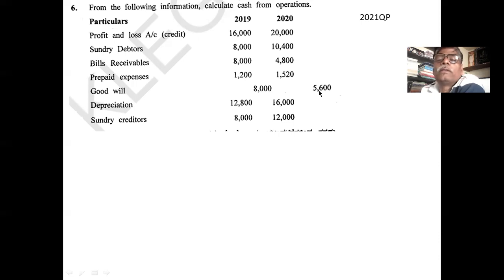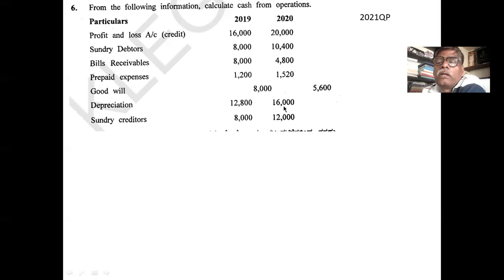Goodwill written off is a non-operating expense. You take it in the add heading. Depreciation. Last year depreciation was 12,800 and now its balance is 16,000. So depreciation increase means it is an increase in the non-operating expense. So non-operating expense you add. 16,000 minus 12,800, that is 3,200 depreciation charged in the current year.